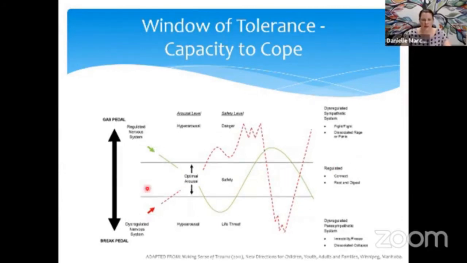Also, kids who have experienced trauma, their window of tolerance tends to be smaller. So they have less room to navigate compared to someone who hasn't experienced trauma. It could be really hard to stay in that optimal level of awakeness, of alertness, when your window isn't very big. So when you interact in a trauma-informed way, you help that child create a bigger window of tolerance.